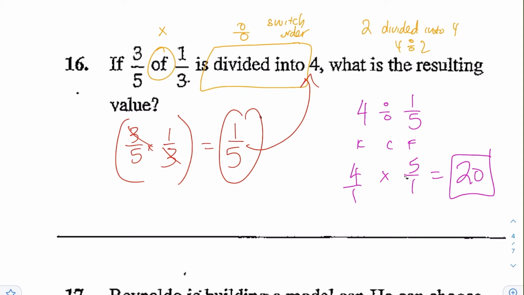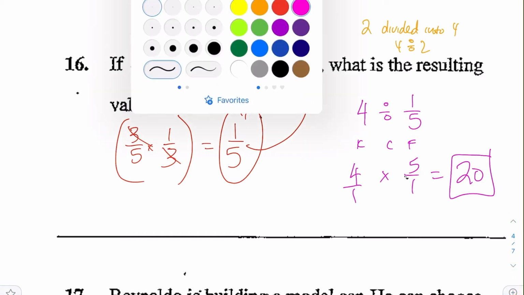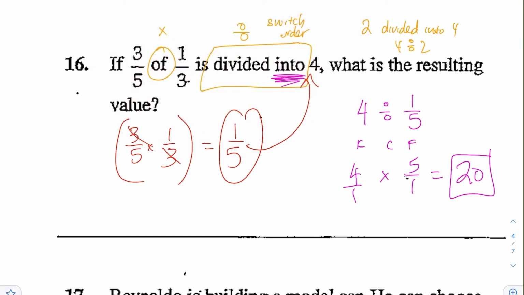So again, here it's a little tricky with the dividing into. So just be wary of that, because when you divide, order matters. If you have 4 divided by 2, that's 4 divided by 2. But if you have 2 divided into 4, that's also 4 divided by 2. So these are the same meaning when you switch the order.